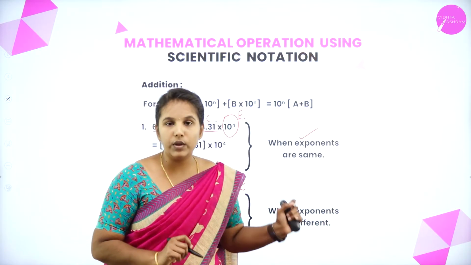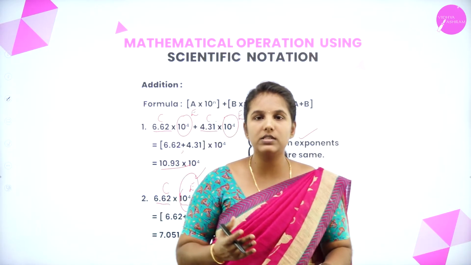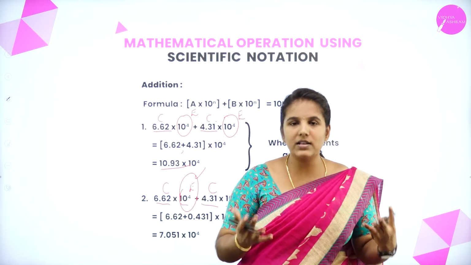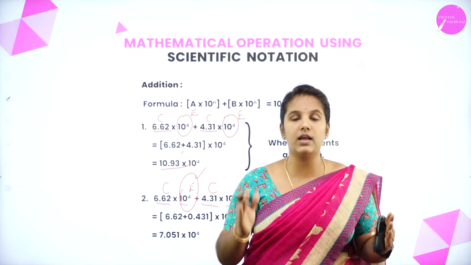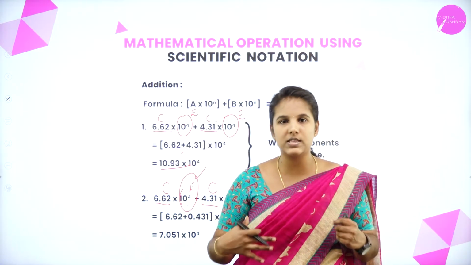Understood? While doing this mathematical operation, we have to see whether the exponents are the same or not. If the exponents are the same, we can add the coefficients. If the exponents are different, first we have to make the exponents the same, then add the coefficients, and it is very simple.